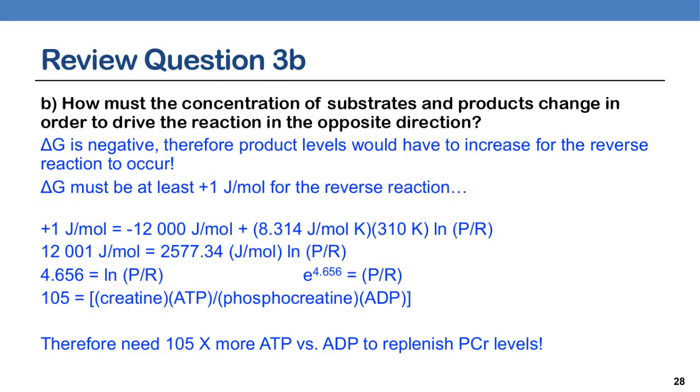So I just inputted plus 1, we have our same standard free energy, our R value, our temperature, and then we're looking at the ratio of products to reactants, and we get a ratio of 105. I didn't calculate the exact concentrations, just looked at this and said you're going to need to increase that ratio 105 times in order to flip the reaction and push the reverse reaction.